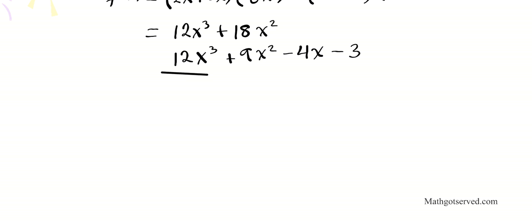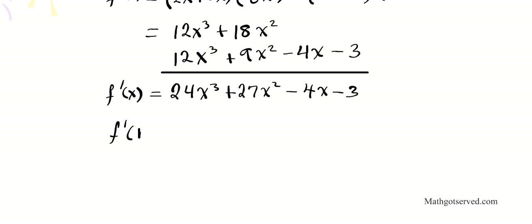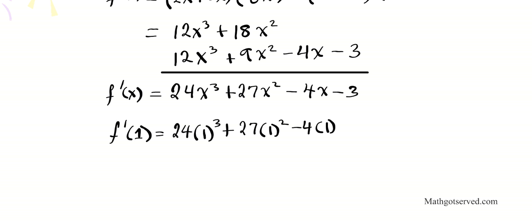All right, so let's add it downwards. So if we add it downwards, we're going to have 24x to the third plus 27x squared minus 4x minus 3. And this is f prime of x. Now what is f prime of 1? That just means that you substitute 1 for all the x's, okay? So you have 24 times 1 to the third plus 27 times 1 squared minus 4 times 1 minus 3.